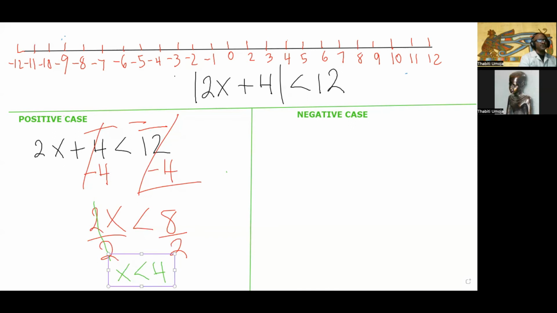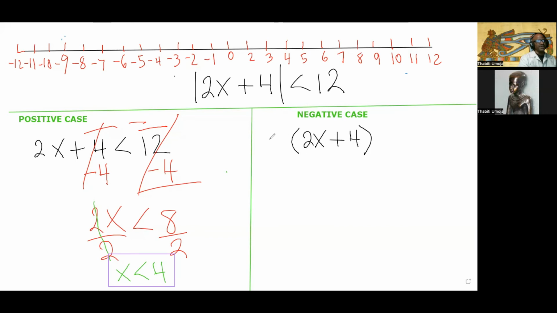So now let's go over here to our negative case. Over here to the negative case, we're going to rewrite the problem. However, wherever we see these brackets here, we're going to make those into parentheses. 2x plus 4.